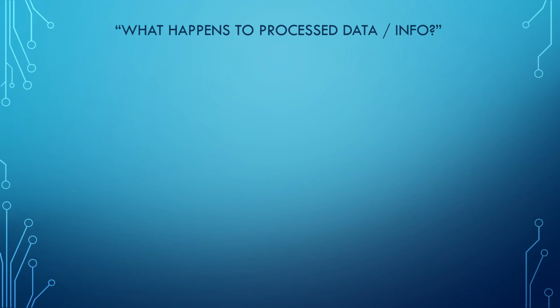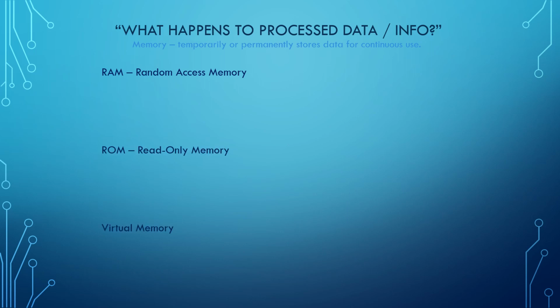So a CPU needs to have a memory to store the data. And there are different types of memory. We're just going to go over a few basic ones. You've got random access memory, or RAM. You've got read-only memory, called ROM. And then you've got virtual memory.